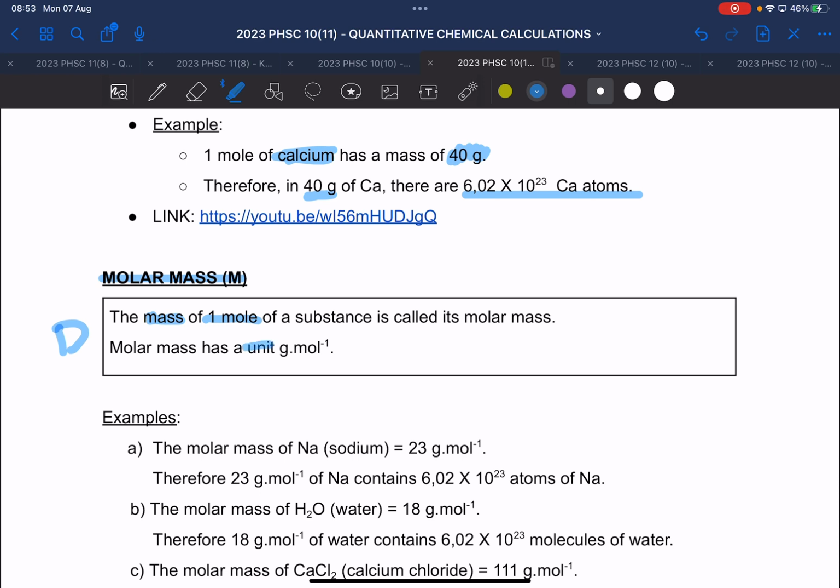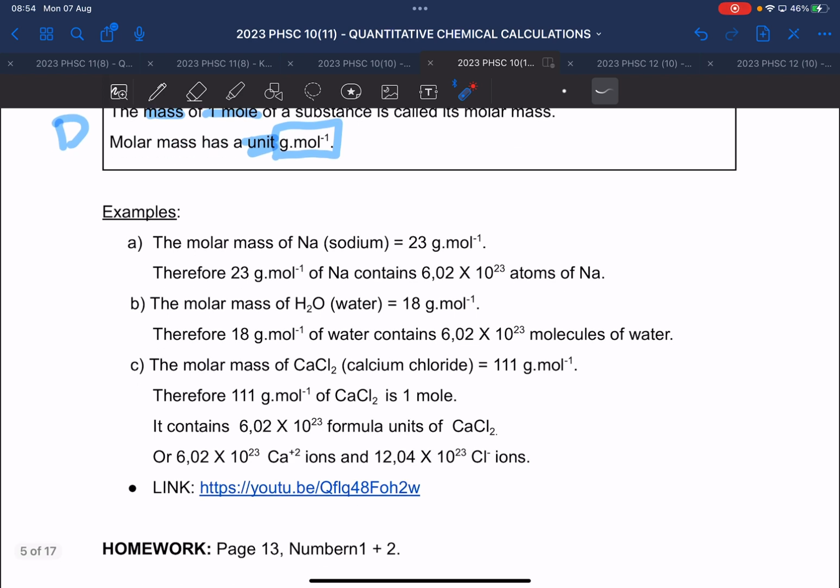And the unit for that, so nou gaan ons begin met eenhede werk, is gram per mol. Grams per mol. Gram per mol. Okay, goed. And we'll get to why that is a bit later on.